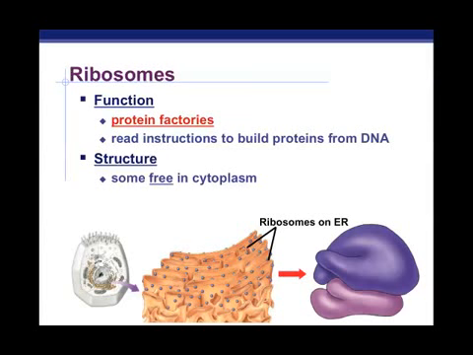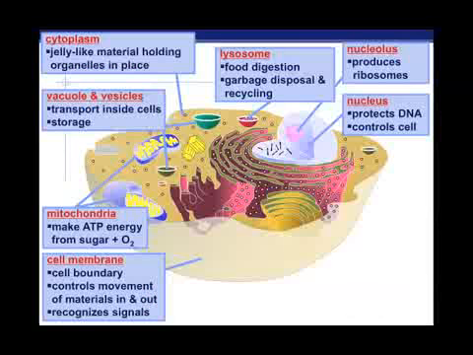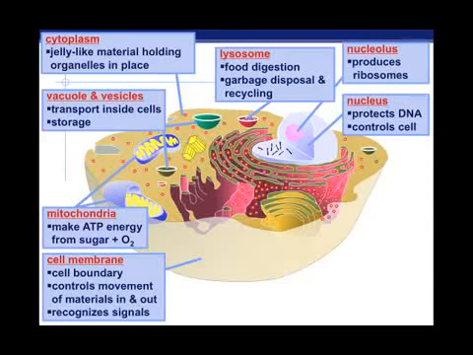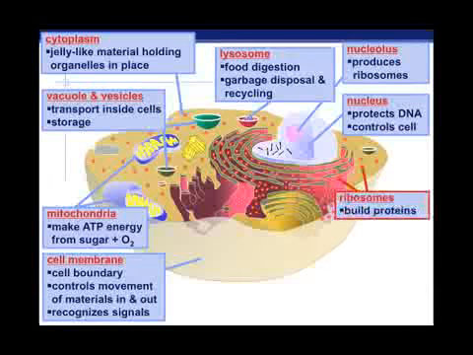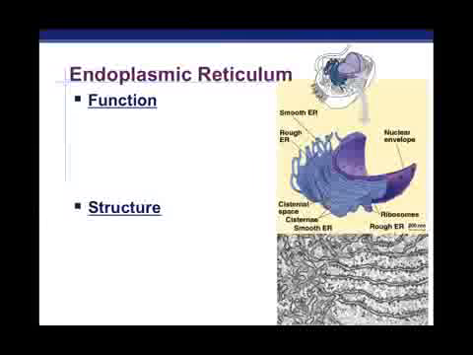Now, there's two types of ribosomes. Some float in the cytoplasm, and others are attached to the endoplasmic reticulum. And that is what you're seeing in the picture below, that you've got the endoplasmic reticulum with all the little blue dots on it. That's rough ER. And there it is. It was just highlighted for you.